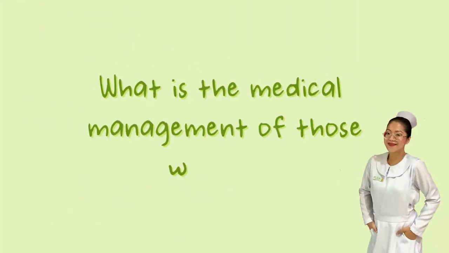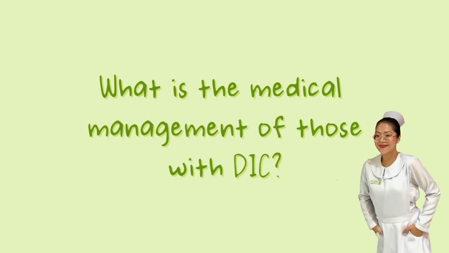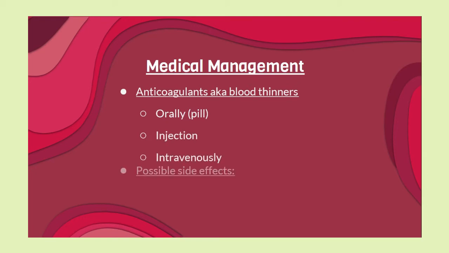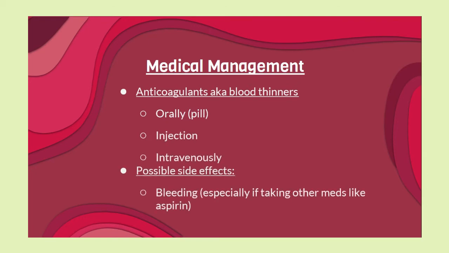Next, what is the medical management for patients with DIC? First is anticoagulants, also known as blood thinners. Actually, it can be taken orally, through injections, and intravenously. The possible side effects that it has could be bleeding, especially if taking other meds like aspirin.